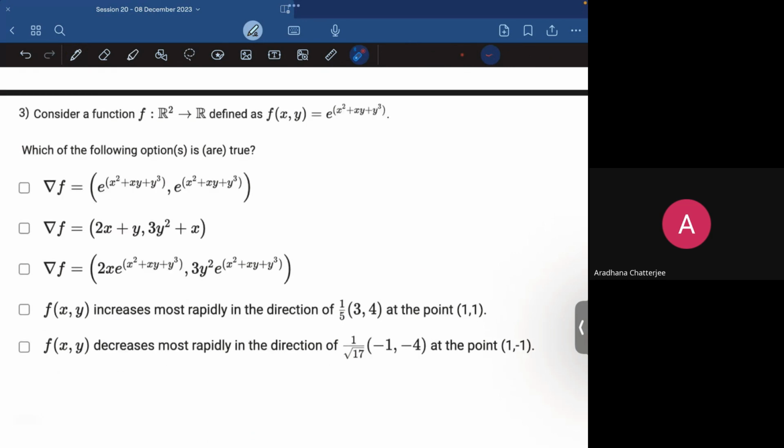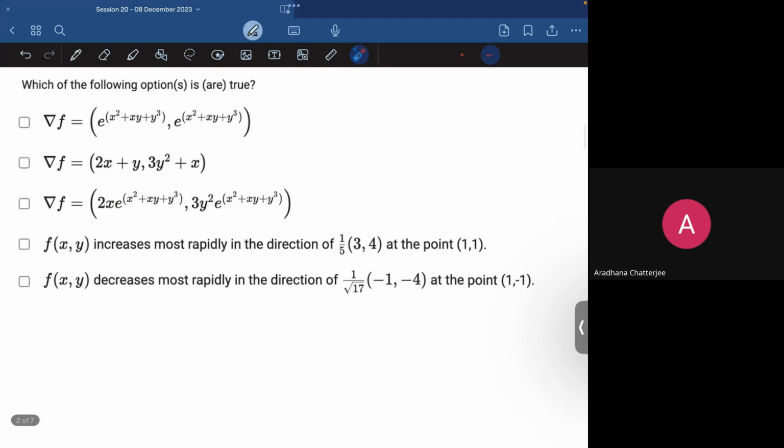So this is the problem that we have here. They've given us some function from R2 to R. So it's a scalar valued function because the output is a scalar. And it's from R2 because we have x and y. This is given as e raised to x square plus xy plus y cube. Okay. So now they have asked a few things. We need to compute the gradient here. You also need to find the direction in which f of x, y increases most rapidly at a point. So basically, to check this, we need to compute the directional derivative. So let's just do that.